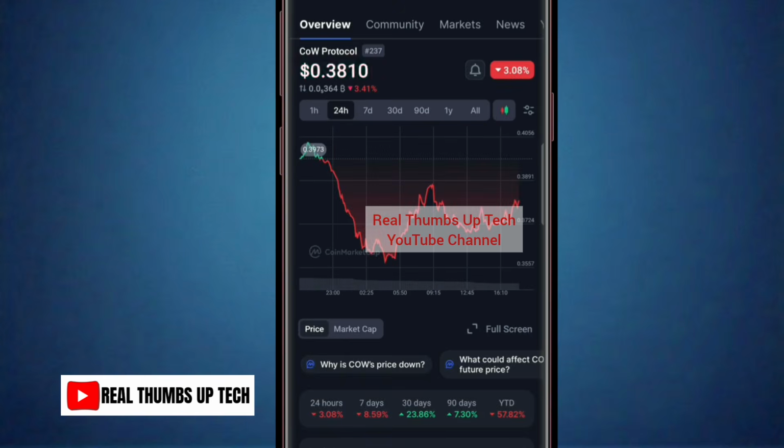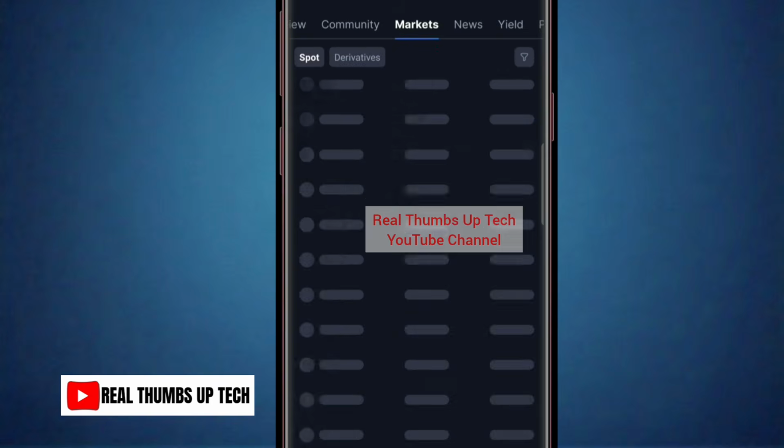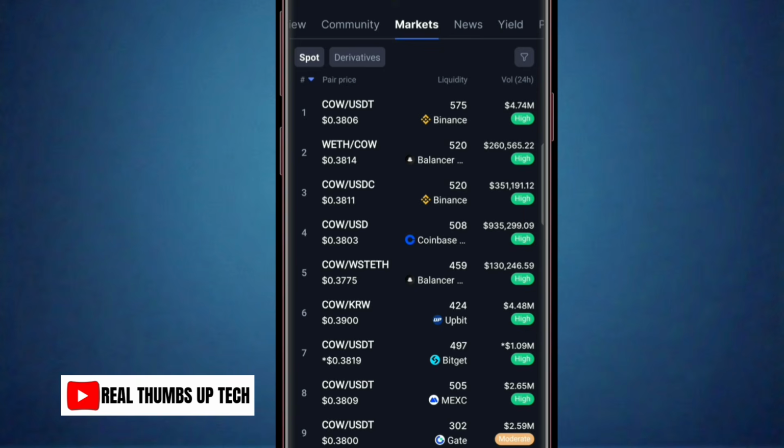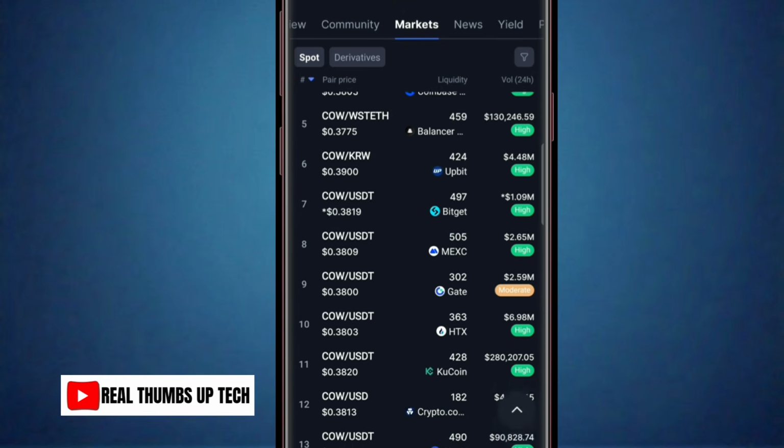When you select it, you will see the current rate on CoinMarketCap here, COW Protocol. Then you go over to markets to know the pair and the exchanges you work with. All right, so we are making use of COW USDT. Let me look for other exchanges with COW USDT. Here on Binance, it is sold at 0.3806.